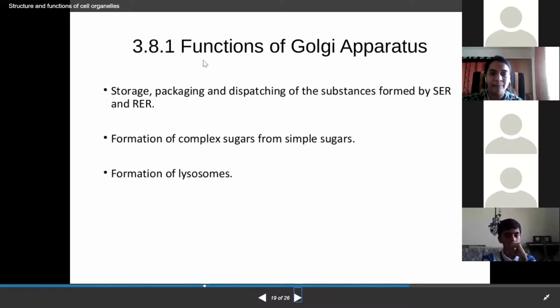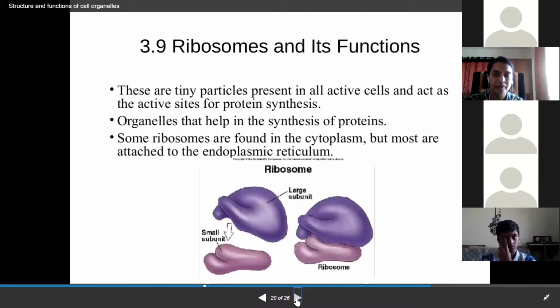So storing, packing, dispatching, that's why I called it the courier company of the cell, isn't it? What does a courier company do? It deals with such functions, right? So storing, packing and dispatching the substances which are formed by endoplasmic reticulum is done by the Golgi apparatus. And it also forms complex sugars and lysosomes. We'll be studying what lysosomes are.